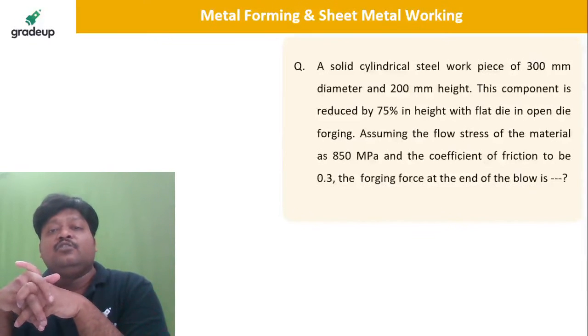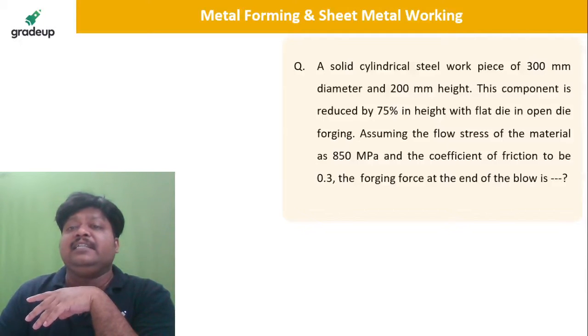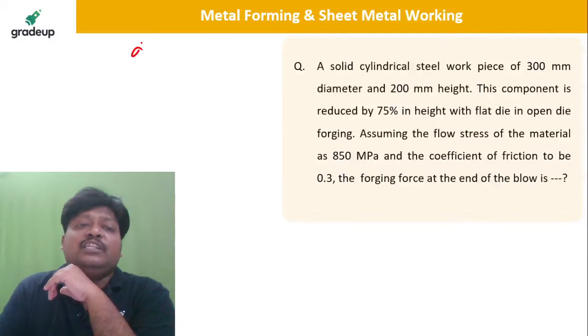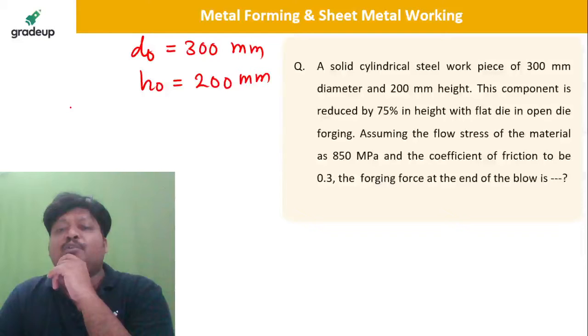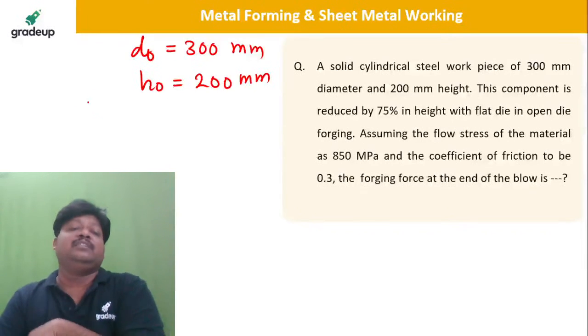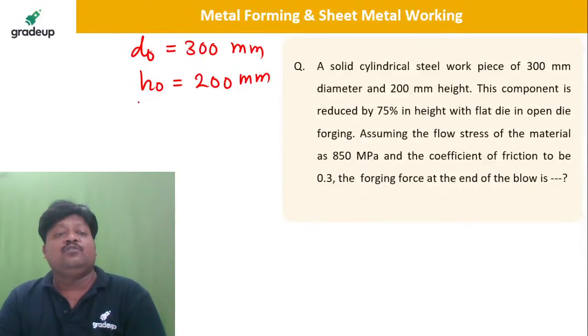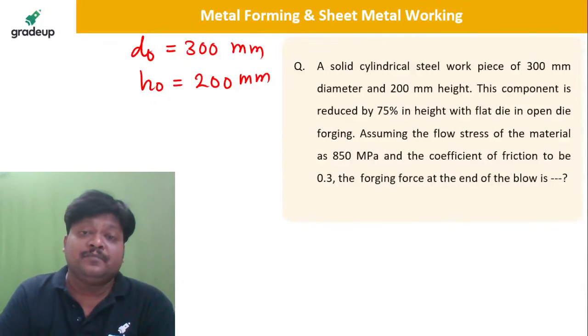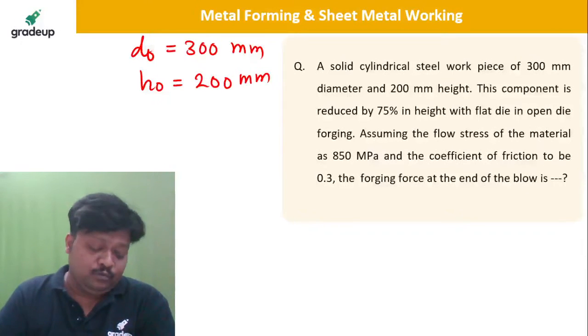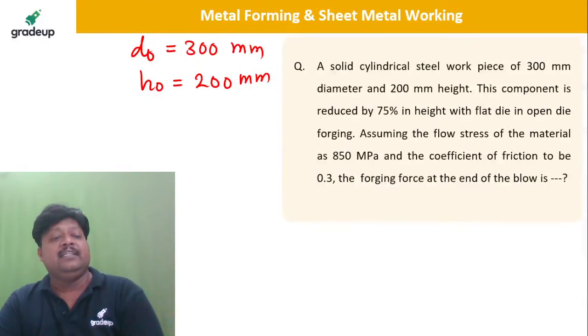Fine. So here, solid cylindrical diameter, how much is the original? 300. D original how much? Saran, good evening. 300 millimeter, and original height is how much? 200 mm. The component is reduced by 75% in height. Okay. So reduced by 75%, that means 200 into 0.25, that is 50%. Okay, isn't it?